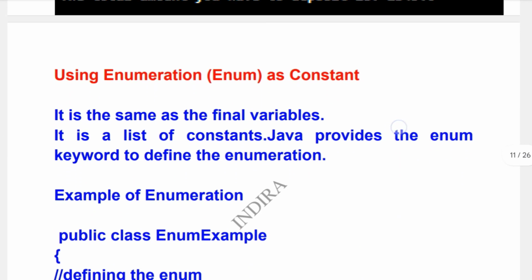Using enumeration as constant, it is the same as the final variables. Here final variables is nothing but the static and unchanged value. It is a list of constants. Java provides an enum keyword to define the enumeration. Here enum is a keyword like super is a keyword in Java, but this enum keyword is used in terms of constants.